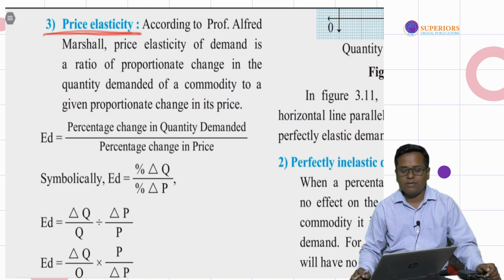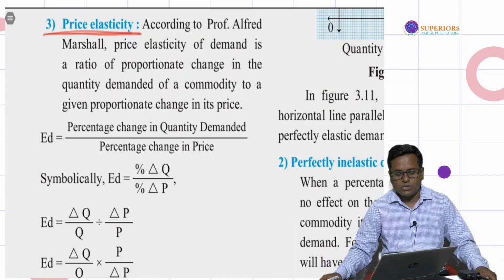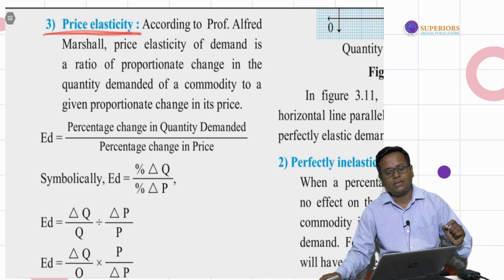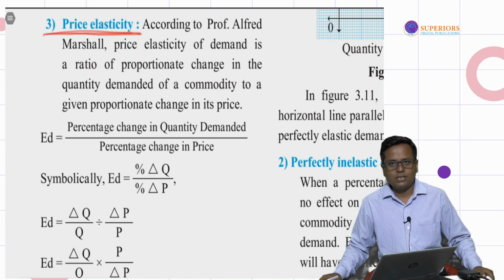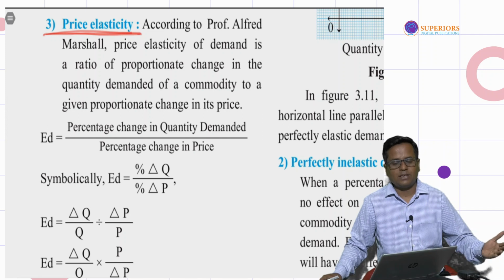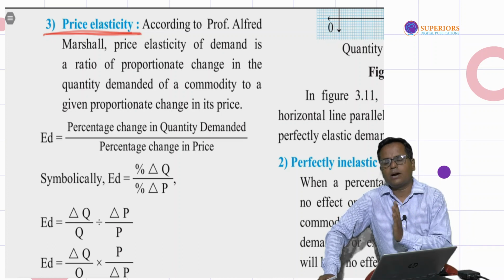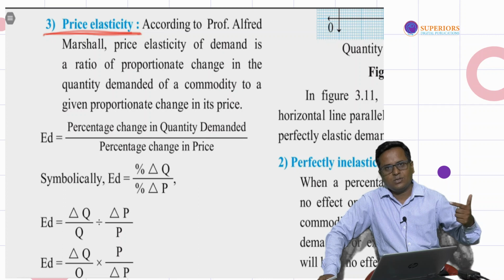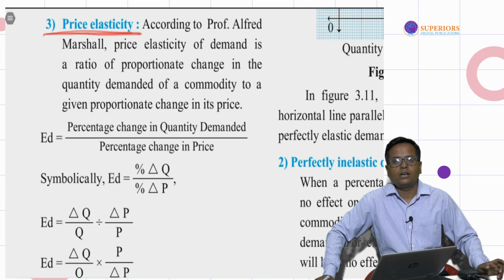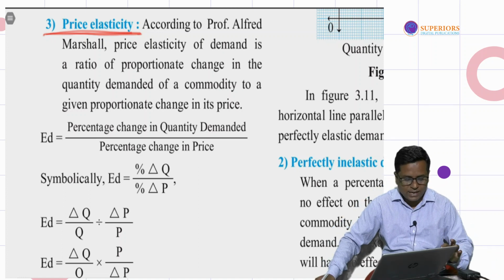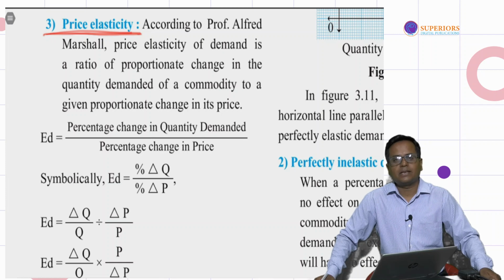Price elasticity of demand and its types. So normally price elasticity of demand means what? The extent to which quantity demanded of a commodity changes due to the change in its price, other things remaining constant. Here we are assuming that all other factors determining demand remain constant and only the price changes. So how much will the demand respond to the change in price of a commodity? In other words, price elasticity of demand is the degree of responsiveness.